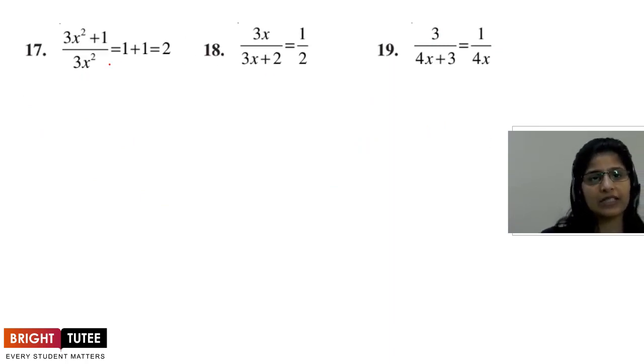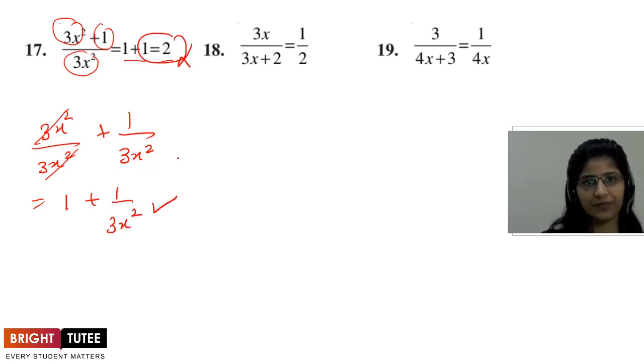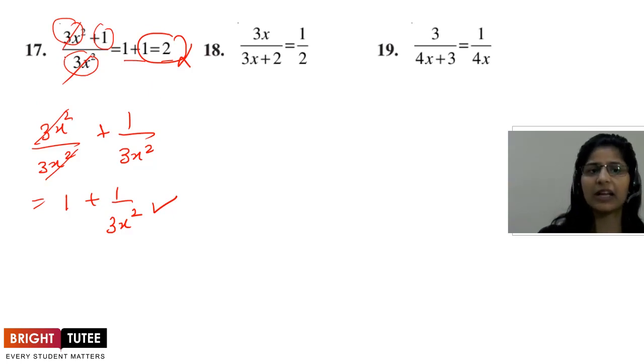Next here is a 17th question. And it is giving us the value. So they are saying that it will be equal to 1 plus 1 equal to 2. So let us solve it. 3x square upon 3x square plus 1 upon 3x square. What I have done, separated the numerators with denominator. So we get 3x square getting cancelled with 3x square. We get 1 plus 1 upon 3x square. So this is the correct answer. This is a wrong answer. Right? You cannot cancel it. 3x square cannot get cancelled with 3x square. You have to first separate them and then solve it.